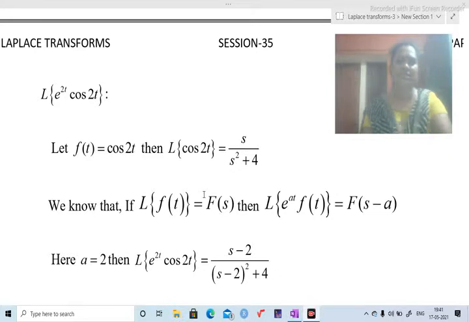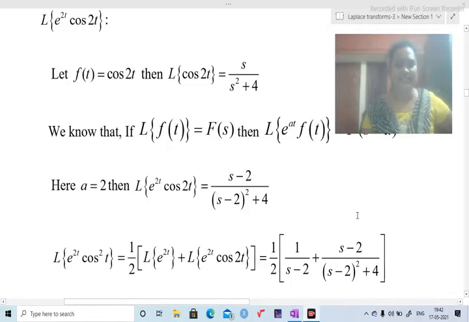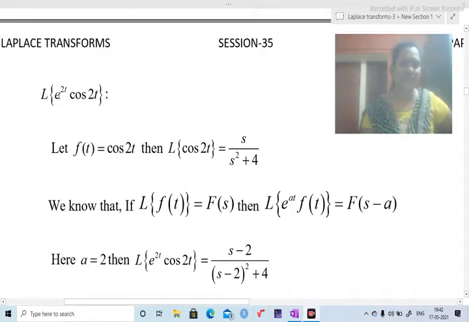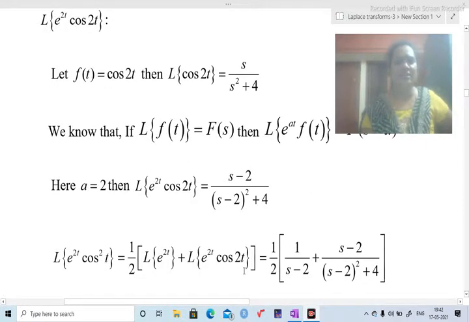Again by using first shifting theorem, that is if L of f of t equal to f of s, then L of e power at into f of t equal to f of s minus a. Observe here a equal to 2. Then replace s with s minus 2. Then we are going to get s minus 2 by s minus 2 whole square plus 4.